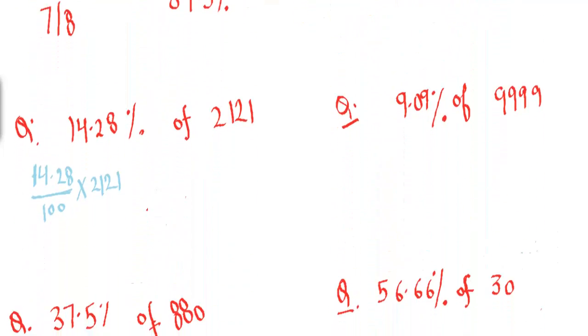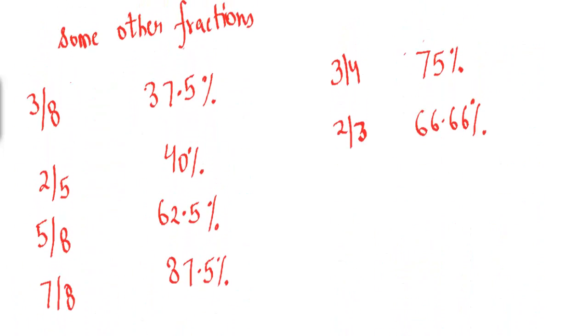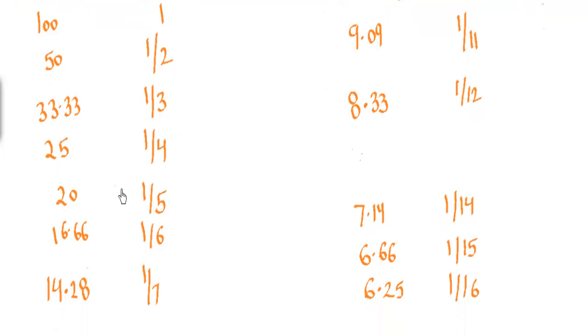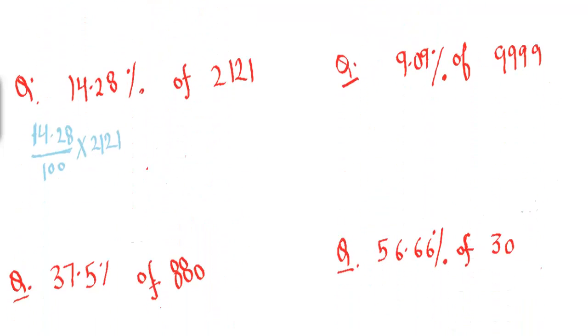So let's say we have to calculate 14.28% of 2121. So where is the 14.28? Here I can see that 14.28% is equal to the fraction 1 by 7. So what I can simply do is multiply 1 by 7 with 2121. That will give me 303, because when I divide 2121 by 7, that is relatively very easy.